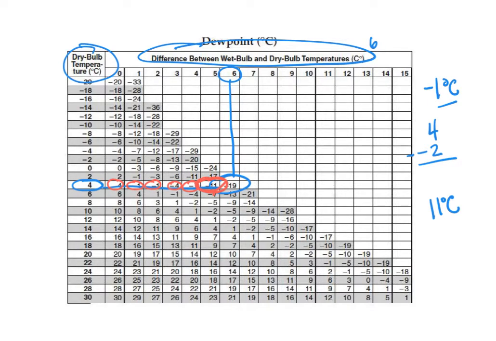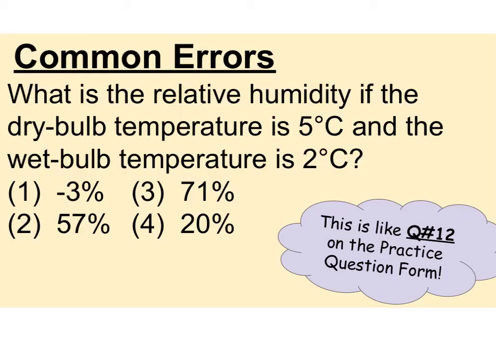And if you chose 14 degrees Celsius, you probably used the relative humidity chart and not the dew point chart. All right, let's try another one. This question is very similar to question number 12 on the practice question form.